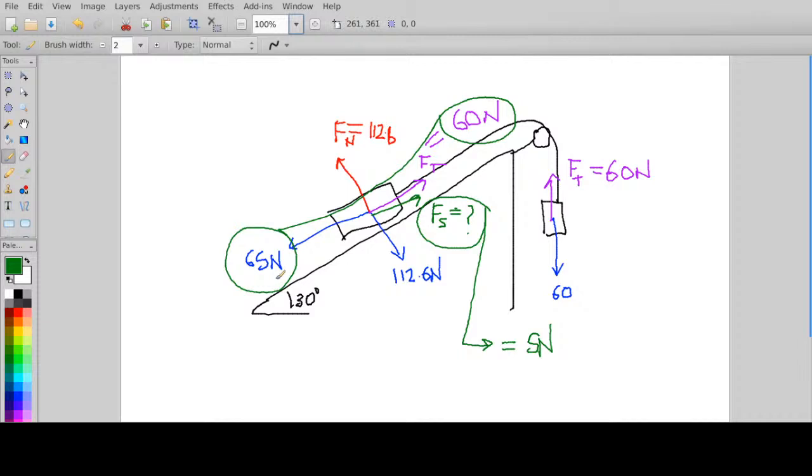Okay, so I hope I didn't go too fast with that, but in problems where you have no acceleration, it's usually a lot easier because you know from Newton's first law that everything has to add up to 0. And if everything has to add up to 0, that means that the two forces up the plane have to cancel the force down the plane. Down the plane we have 65. So the total up the plane has to be 65. We've only got a tension of 60, which means that the static friction has to be 5 newtons.